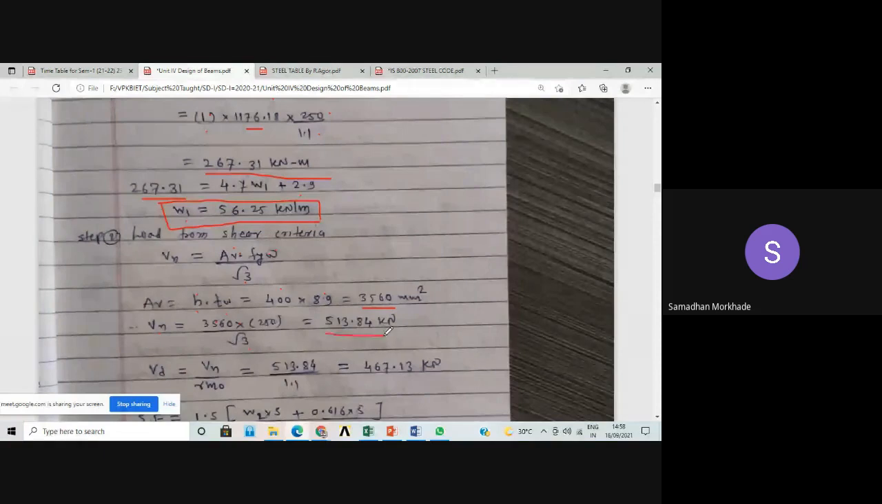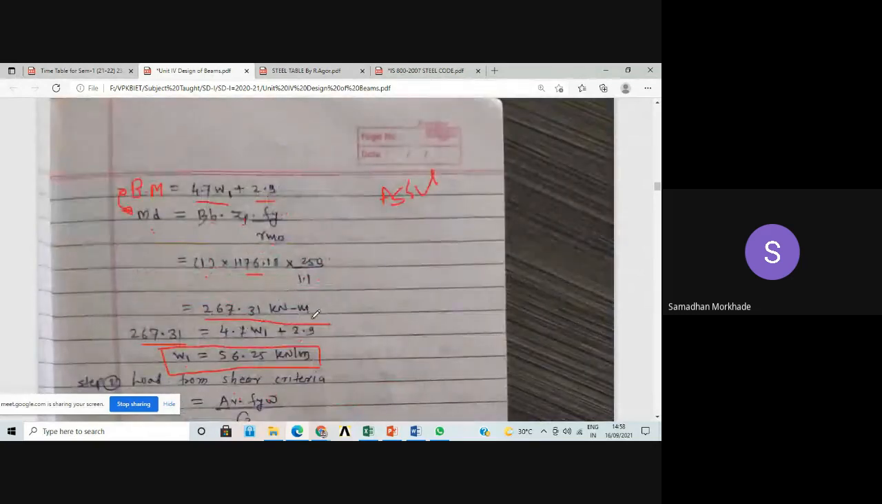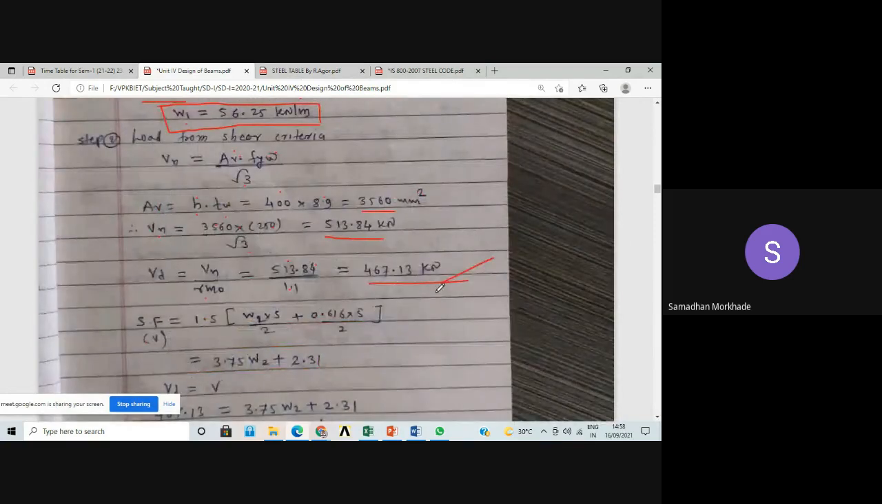It is 513.84 kilonewton, and Vd, the design shear force, is equal to Vn divided by the partial safety factor, which is 513.84 divided by 1.1. It is 467.13 kilonewton. This is shear force, so it is in kilonewton. The bending moment was in kilonewton meter. Be very careful about the units. So now we got the design shear capacity of the section.